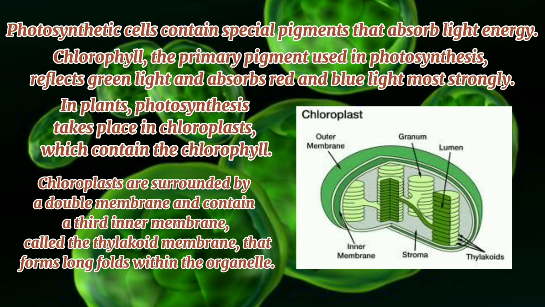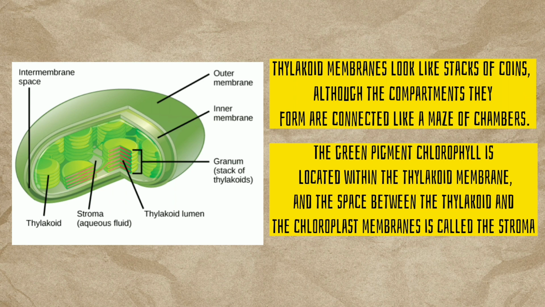Chloroplasts are surrounded by a double membrane and contain a third inner membrane called the thylakoid membrane that forms long folds within the organelle. Thylakoid membranes look like stacks of coins, although the compartments they form are connected like a maze of chambers. The green pigment chlorophyll is located within the thylakoid membrane, and the space between the thylakoid and the chloroplast membranes is called the stroma.